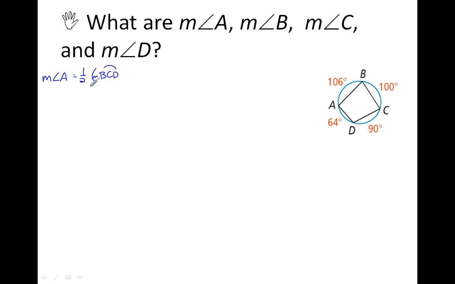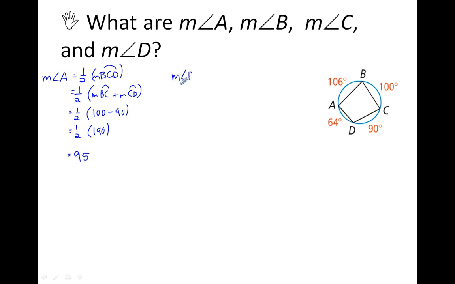So the measure of that arc. Well, that arc is actually made up of 2 smaller arcs. It's made up of BC and CD. And we can find both of those measurements because we're given those. 100 plus 90. So we have 1/2 of 190, which is 95. So the measure of angle A is 95.